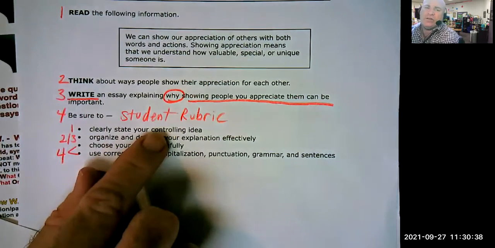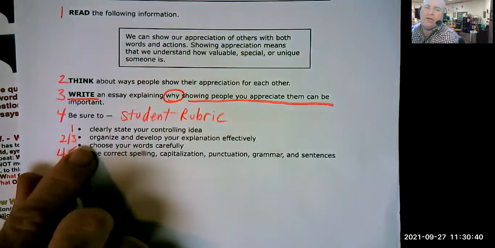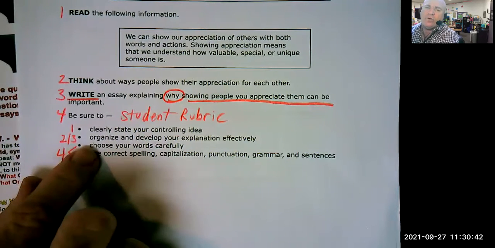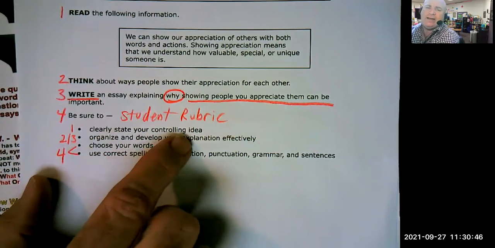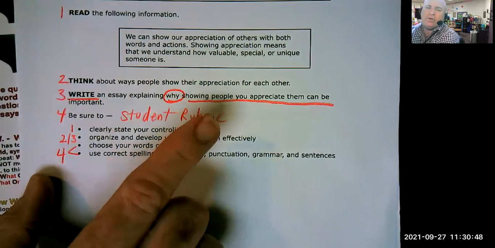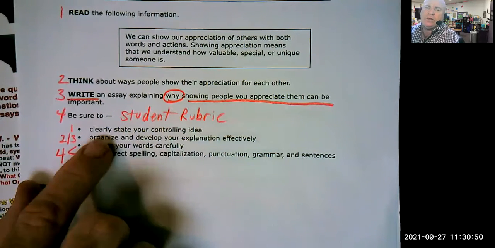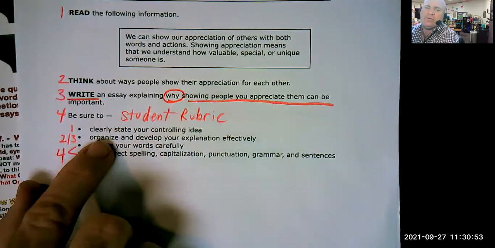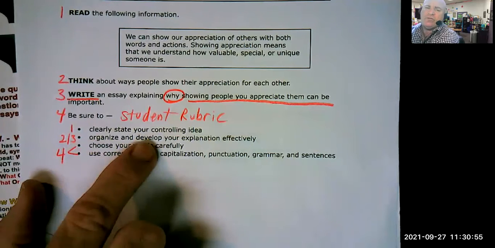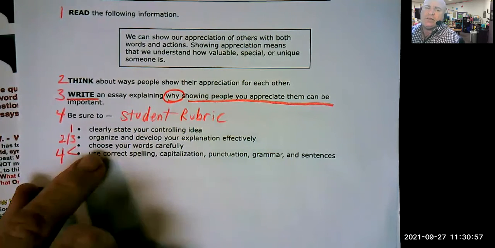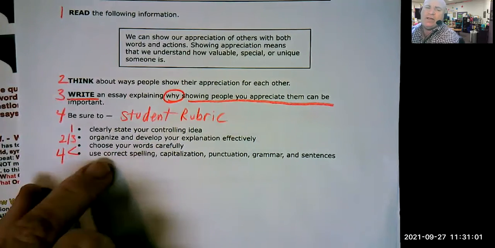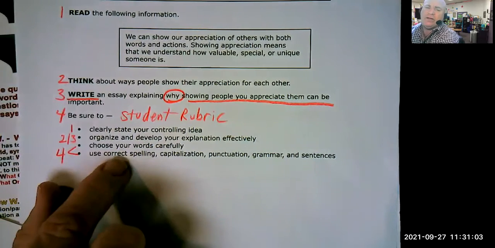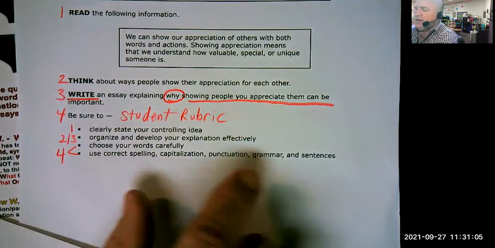Again, the student rubric says 1, 2, 3, 4. The seventh grade only had 4 bullets. So how to get the 1? What's your idea about the importance of appreciating? To get a 2, give me reasons and examples. If you want to turn it into a 3, develop those examples. To get the 4, choose your words carefully with high vocabulary and voice, and make sure the paper has an ending and take time to edit and revise.